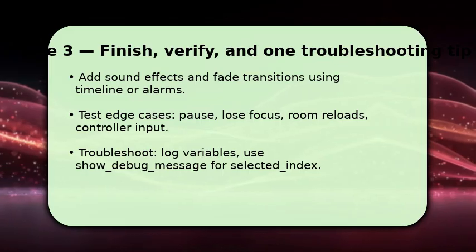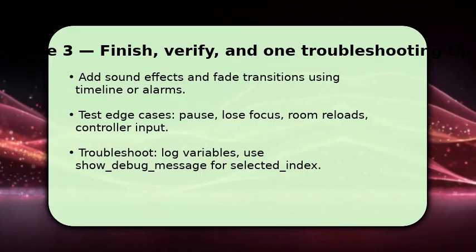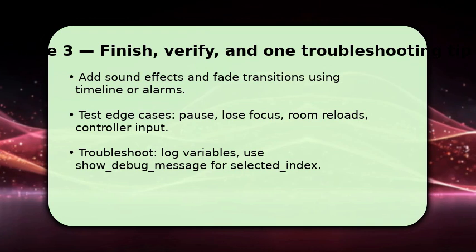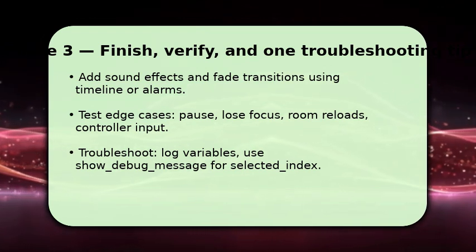If something breaks, show a debug message with the selected index and action type. Once you see expected values, step through events or disable layers to isolate the issue. Finally, iterate until navigation and entry feel rock solid.